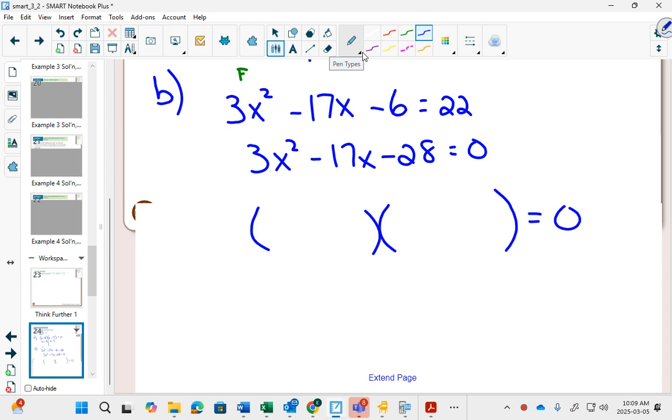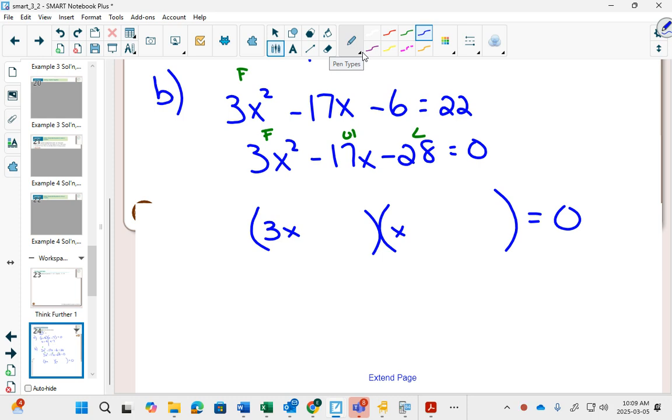And we've got a challenging one to factor here, but I really want you to start thinking of first and last and outside and inside. When you look at your first and last, can you see that your first one only gives you one option? You know it has to be a 3x and then x. Now 28 has quite a few options, so you're going to have to do some mental math here.